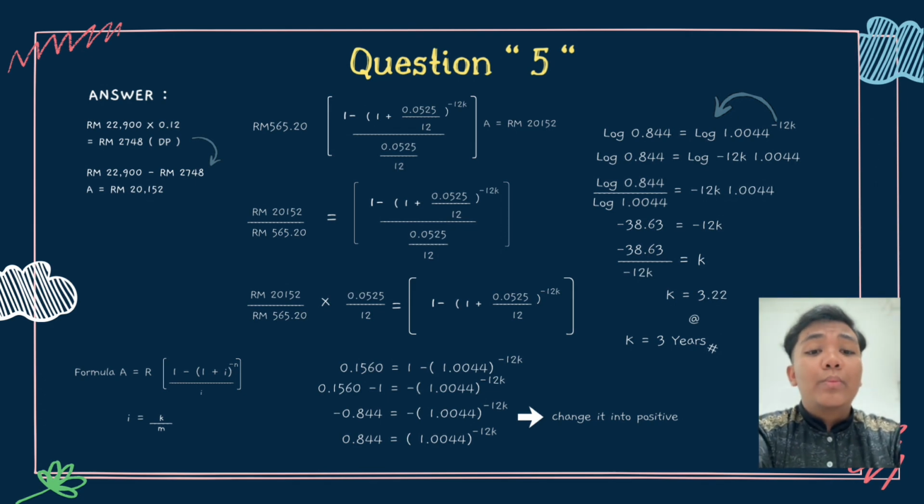Next, we need to move the log 1.0044 to the left, and then we get log 0.844 divided by log 1.0044 equals negative 12k. Then we calculate the logs first and we get negative 38.63 equals negative 12k. Negative 12k, we didn't change it because we need to maintain the k. And lastly, we calculate negative 38.63 divided by negative 12 equals k. And then for k, we get the answer 3.22, and we can simplify the answer to years, which is 3 years, and the final answer is 3.